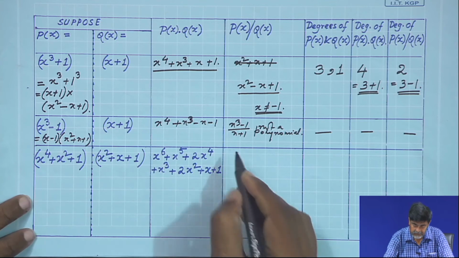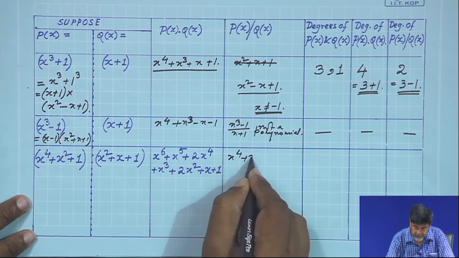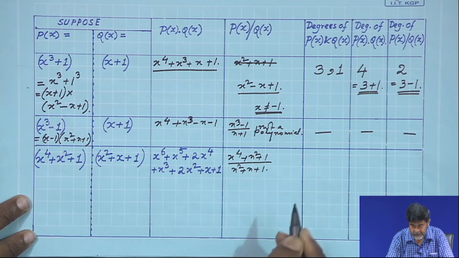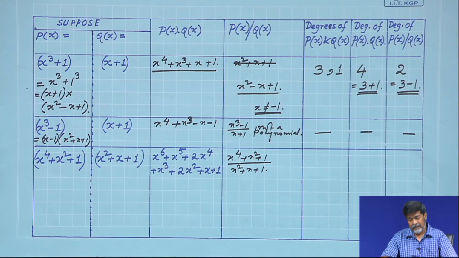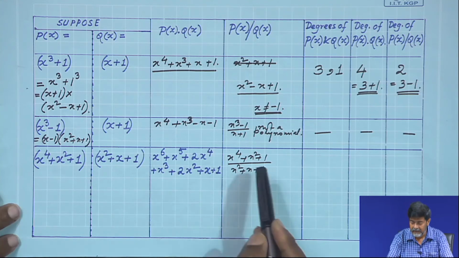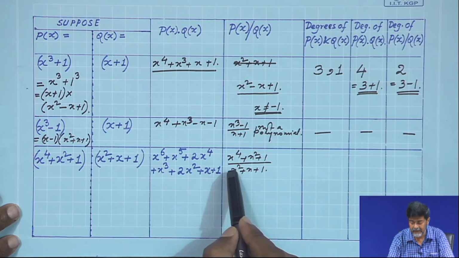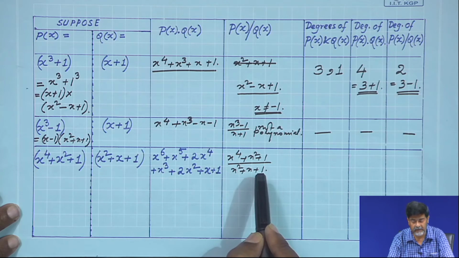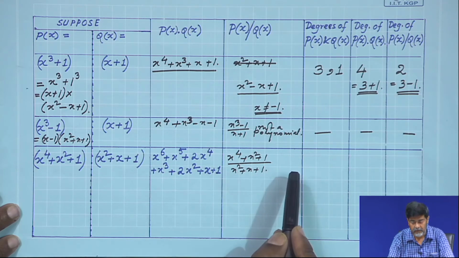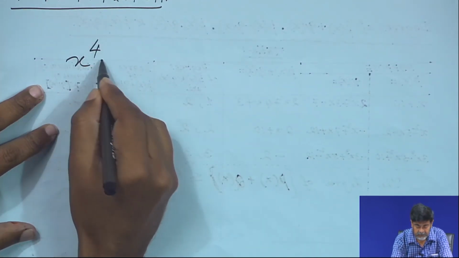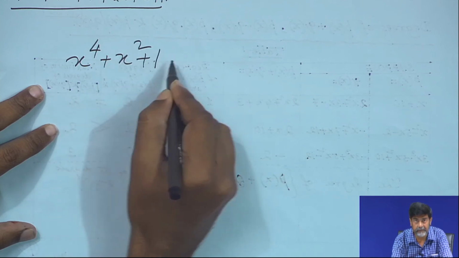Sir, I am getting confused in this. x to the power 4 plus x square plus 1 by x square plus x plus 1. If we can extract x square plus x plus 1 as a factor from the expression in the numerator, then the denominator x square plus x plus 1 will be cancelled and the result will be a polynomial. Yes. So, let us try to factorize x to the power 4 plus x square plus 1. Now, we are taking x to the power 4 plus x square plus 1.